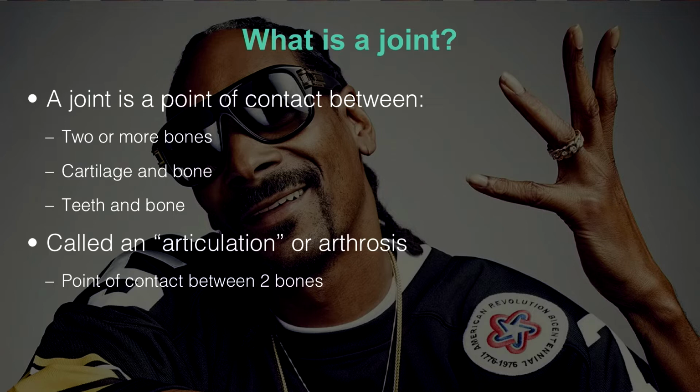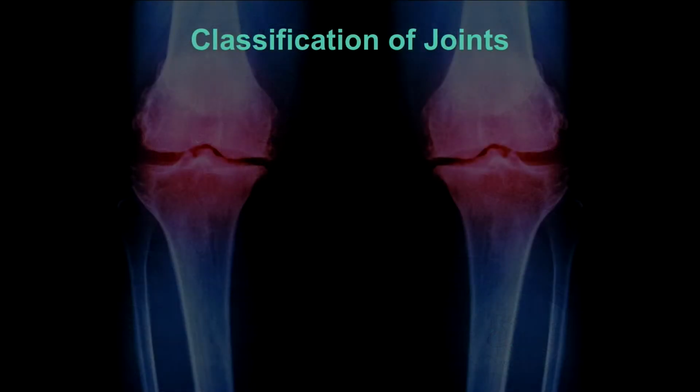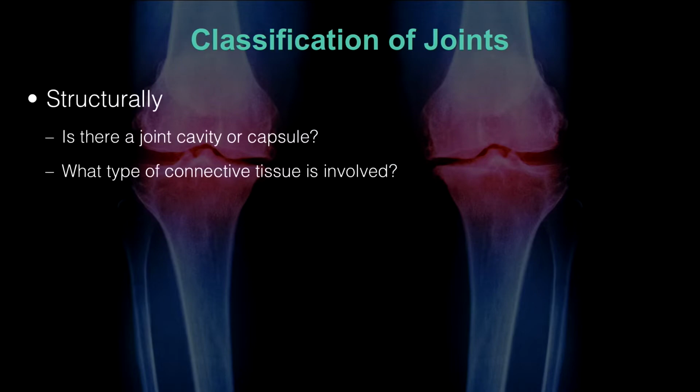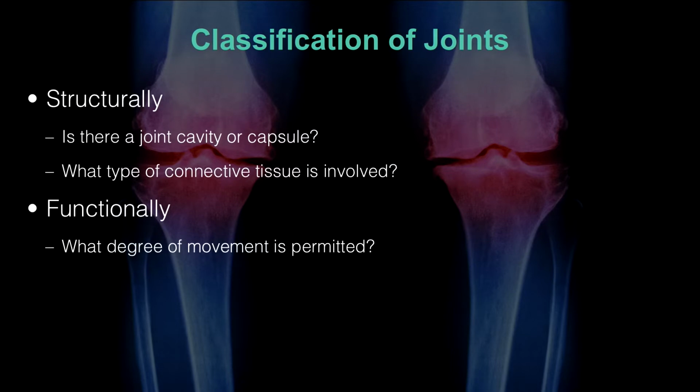Called an articulation or an arthrosis, the point of contact between two bones, cartilage and bone, and teeth. The joints are classified in two ways, structurally or functionally. And each joint will have a structure and a function, if that makes sense. So structurally, is there a capsule? Is there a cavity that encompasses the joint? And what type of connective tissue is involved? How much connective tissue is there? It helps us to determine the range of motion at a joint and to classify them structurally. We'll get into examples. And functionally, how far does it move? The purpose of a joint is to allow movement.